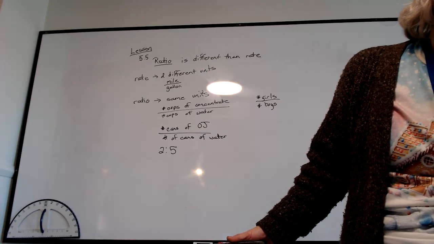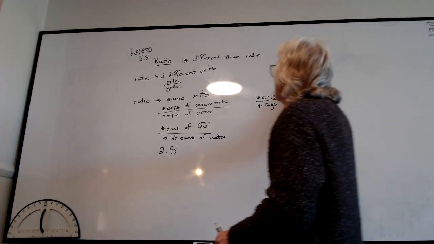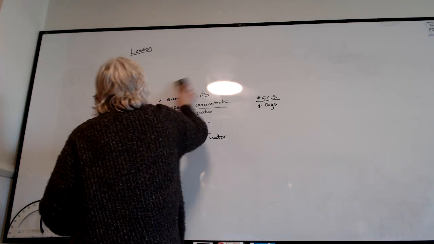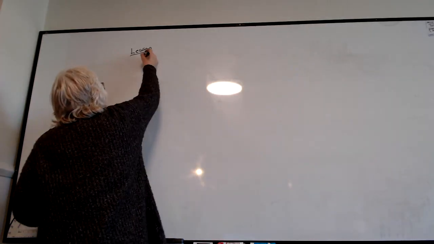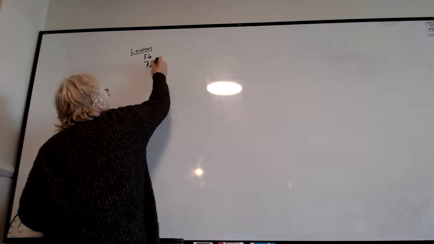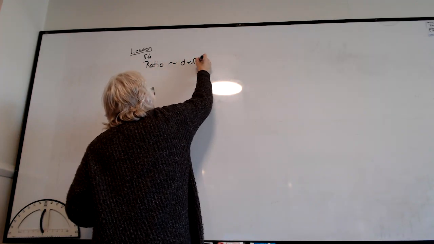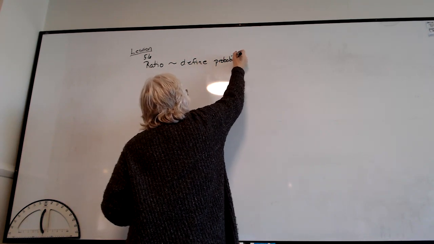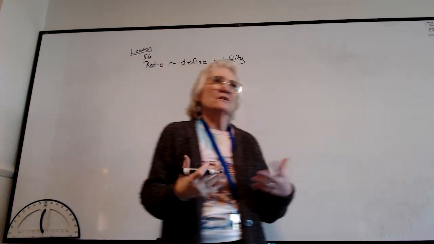Okay, so the next thing we're going into is 5-6, which is again really just a use of a ratio. Okay, 5.6 is a ratio that we define as the probability. Okay, so the probability, we're talking about probability.